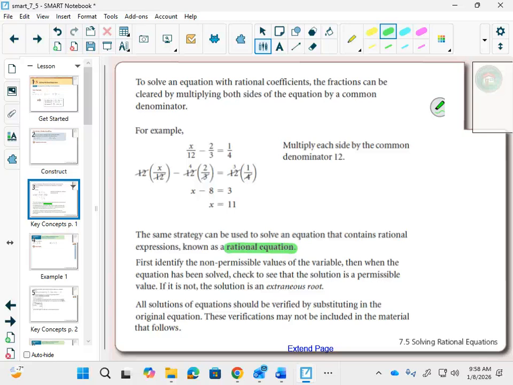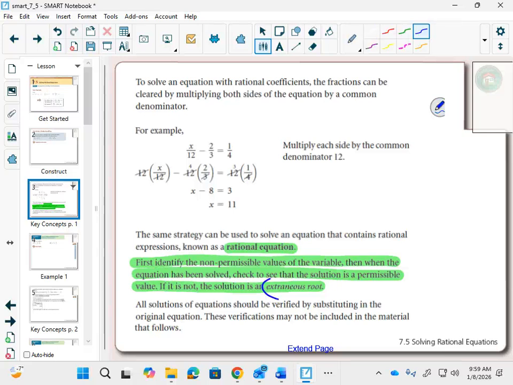Something I want you to highlight though is that in solving rational equations, you have to recognize that there are non-permissible values, and sometimes those non-permissible values might try to sneak themselves in to say, hey, I'm an answer to this question too. But then you have to be careful, like, no, you were not allowed right from the beginning of this question. So if you try to be an answer, we have to say, no, you're not one of the answers. And those sneaky answers have a name. They're called extraneous roots.